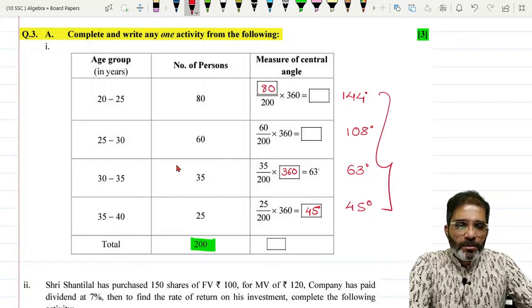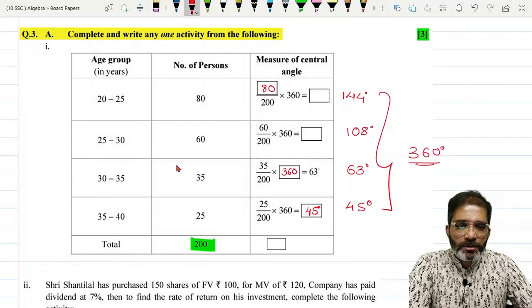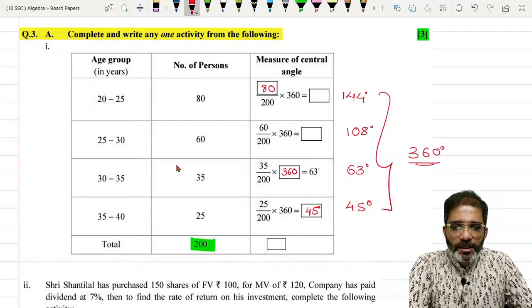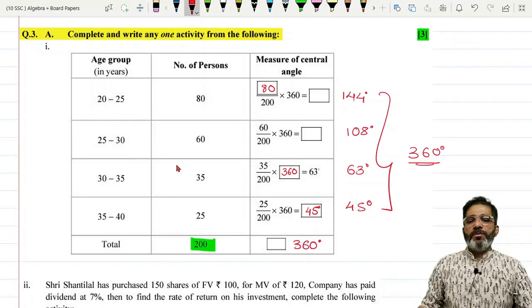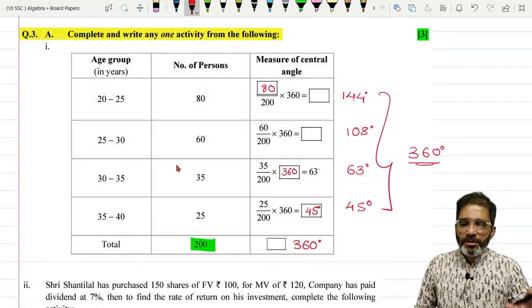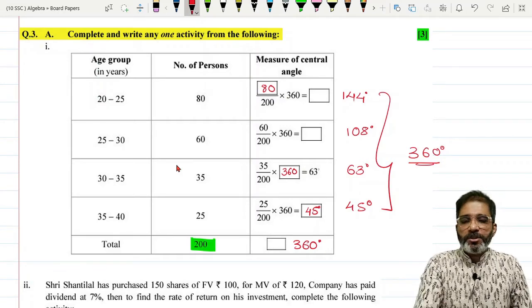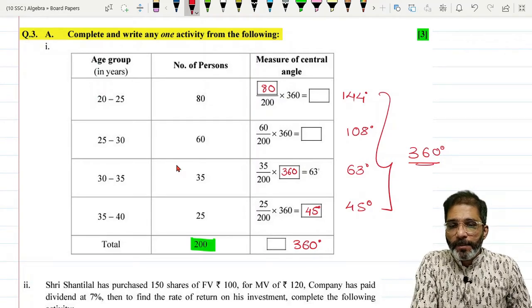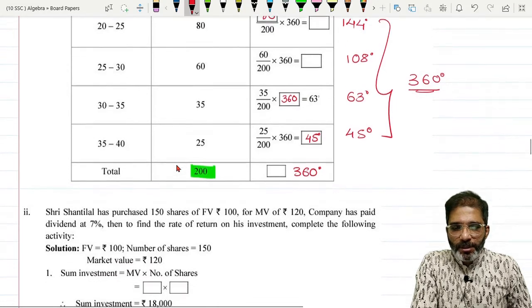And to just cross check your answer, students, the addition of all this should come to 360, and that we are going to write down over here. Addition is 360. So if you don't get the addition as 360, it means there is some calculation mistake that you have done. Okay, let's see the next one.